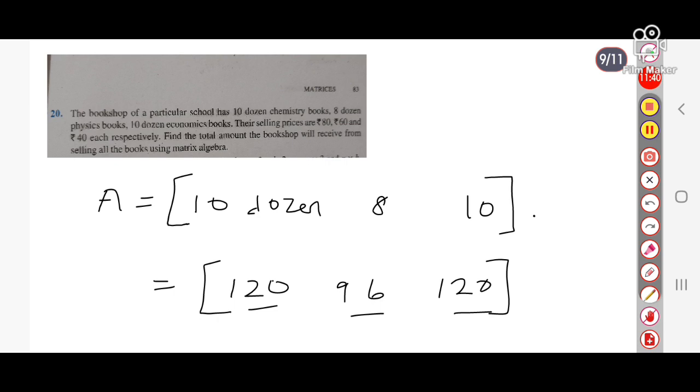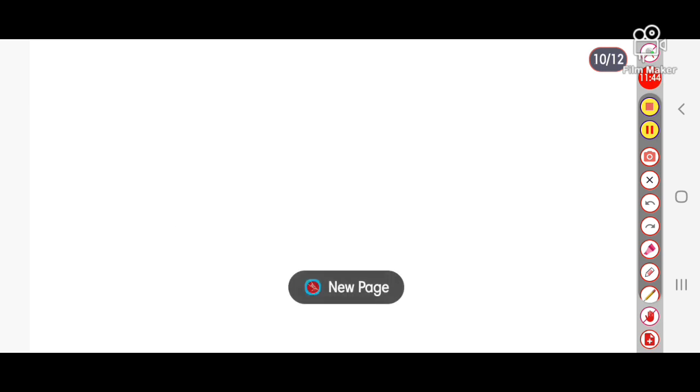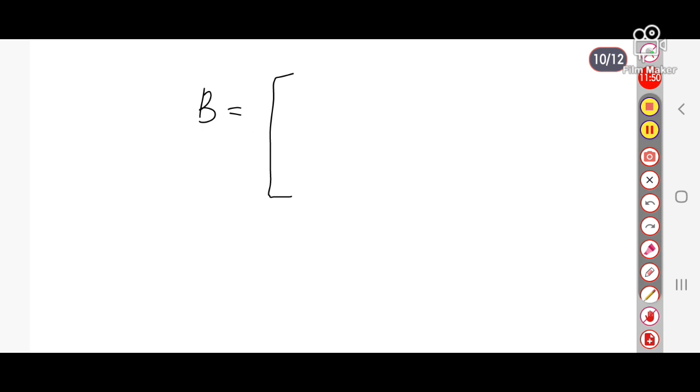Similarly, assume matrix B to be the selling price of the books that are sold. That is chemistry books, physics books and economics books. That will be 80, 60 and 40. So they are asking us to find the total amount that the bookshop will receive from selling all the books using matrix algebra.